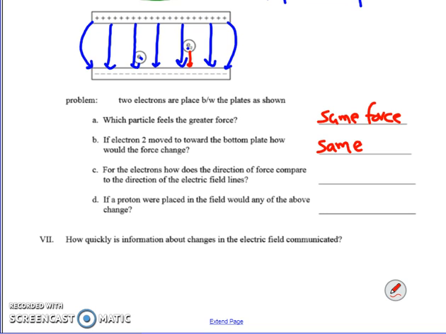For the electrons, how does the direction of force compare to the direction of the electric field lines? This is a little bit trickier. The field lines are drawn based on a positive test charge. That's always our default. But in this particular field, we decided to put into it a negative test charge to see what happens. A negative charge is going to be attracted to the positive plate and repelled by the negative plate.